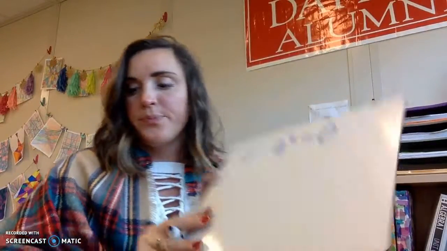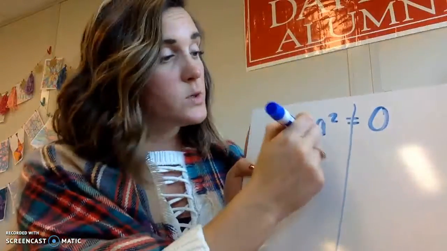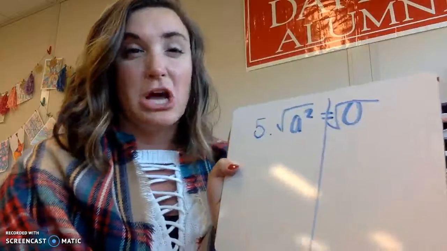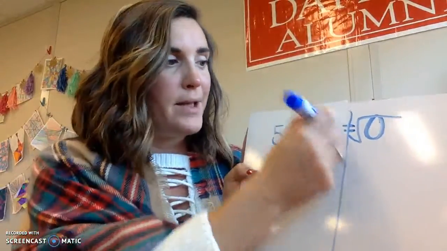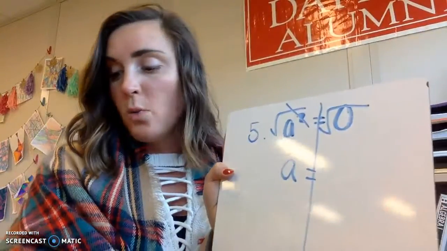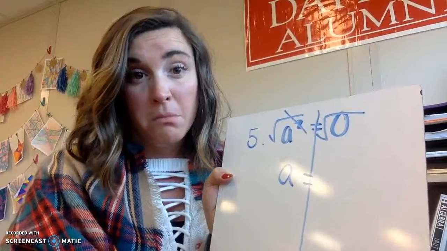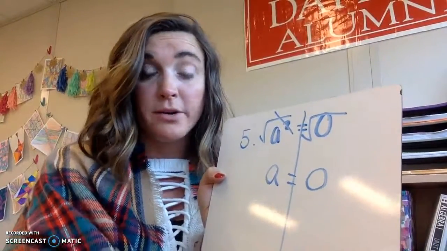Number 5, a squared equals 0. Squared, you've got to unsquare it. We don't actually say unsquare, we call it a square root. That's how we make that happen. It cancels out your little birdie, so a equals the square root of 0, just 0, right? 0 times 0 is 0.